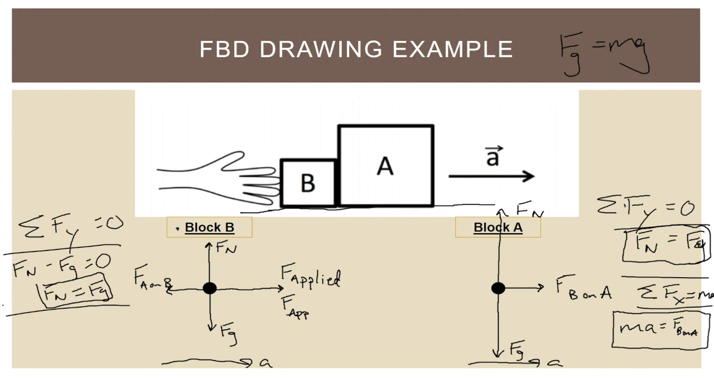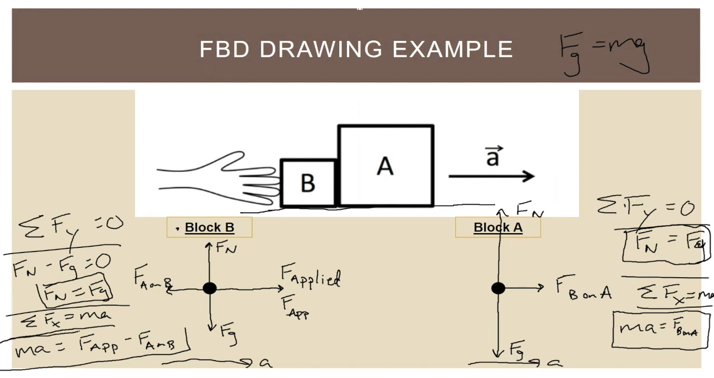For block B, it's a little complicated, but still, we say that the sum of the forces here are going to be equal to ma, and we'll write that ma is equal to the forces going in the direction of the acceleration, which is F applied, and then we'll subtract the forces going opposite the direction of the acceleration, which is Fa on B. And that is it.